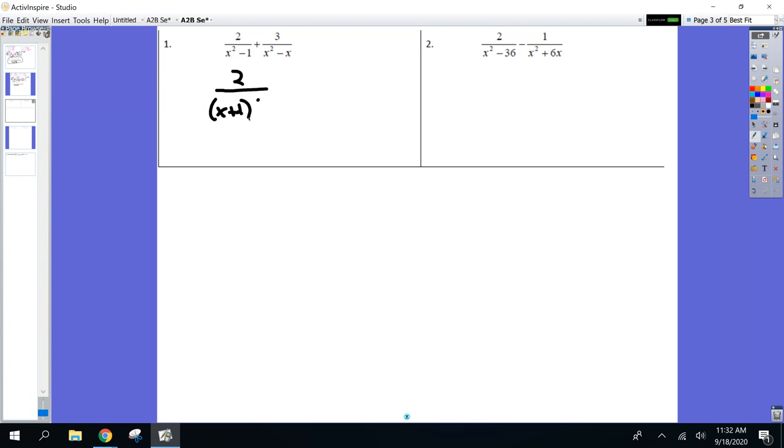X plus 1, x minus 1. One for one. What about the other one? X plus x. Oh, x plus x. You're better than that. What do I always harp on you should do first? What should you look for first? What do they both have in common?